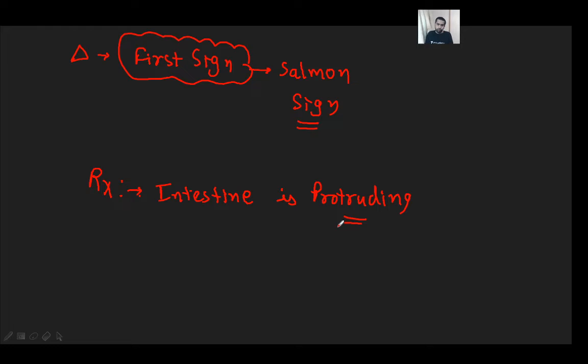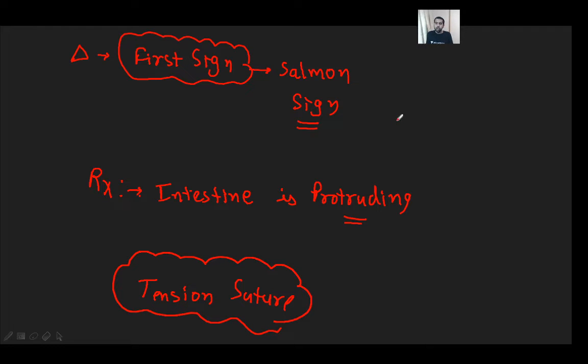And in earlier times we used to take something called a tension suture. Now what is this tension suture? Forget about it, it's not that important. But I'll just explain what exactly a tension suture is. When you are normally suturing the abdomen, you take the sutures very close to the edges.